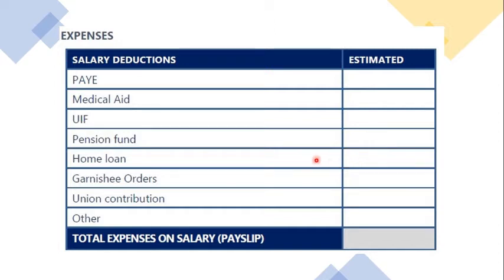Home loan, now a home loan here will only be completed if your company deducts it for you. Garnishee orders, that is a court order for any accounts that haven't been paid, so that's a forced debit order. Union contribution, anything other. That would then be total expenses on your salary or payslip.